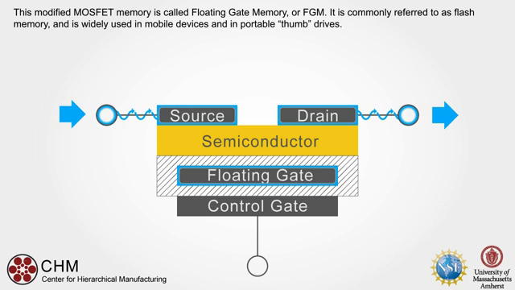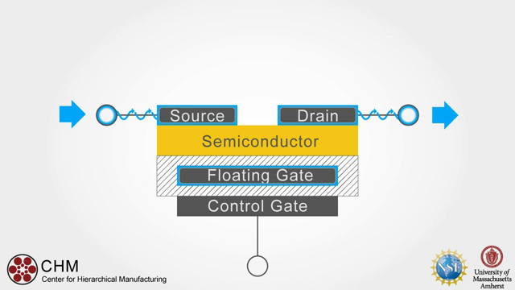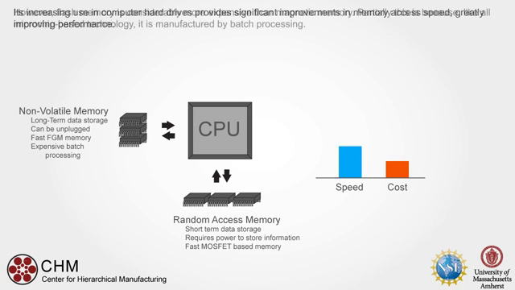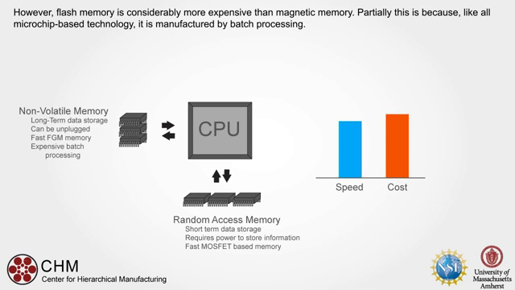It is commonly referred to as flash memory, and is widely used in mobile devices and in portable thumb drives. Its increasing use in computer hard drives provides significant improvements in memory access speed, greatly improving performance. However, flash memory is considerably more expensive than magnetic memory.